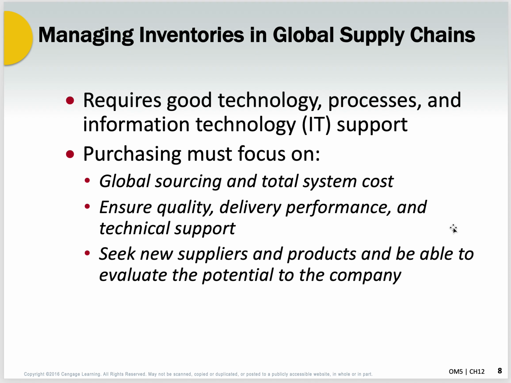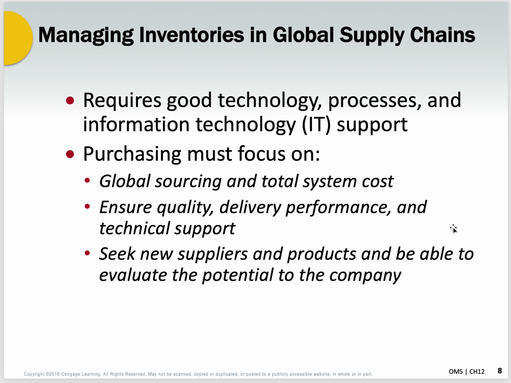location, sometimes in Central America, sometimes in a neutral place like Switzerland, and sometimes even from the United States, depending on the company and how they choose to organize. So purchasing must focus on global sourcing and total system cost. They want to ensure that quality, delivery, performance, and technical support are there from their suppliers. And they want to seek new suppliers and products that are able to be of greater potential to the company, and maybe you're doing more research.